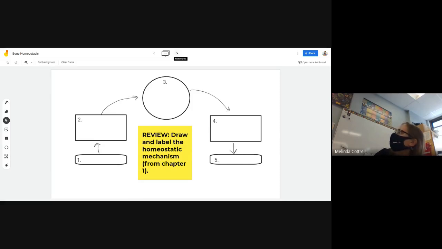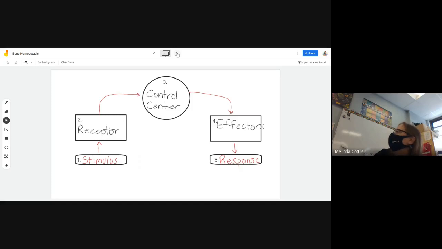Okay, so this is what we had for chapter 1. Madison, can you see my screen okay? Yes. Okay, so we talked about the stimulus, which is what the receptor reads. And receptors are usually cells or groups of cells that can sense whatever that stimulus might be. So it might be mechanoreceptors, chemoreceptors, thermoreceptors, whatever.